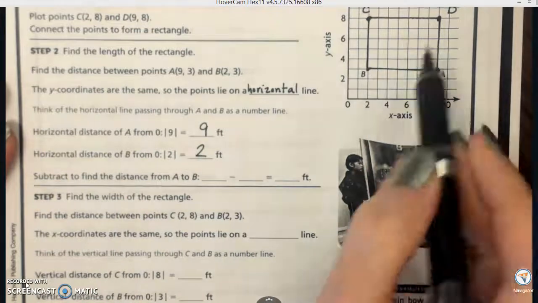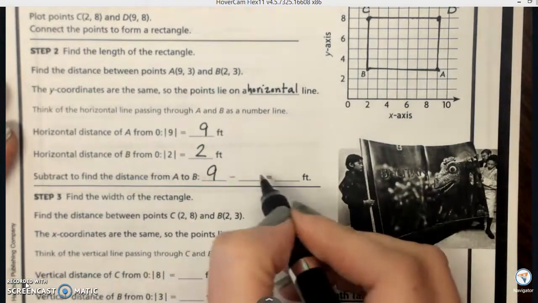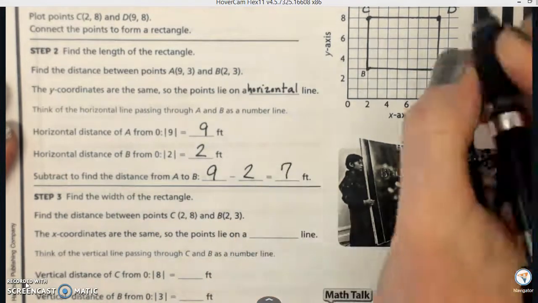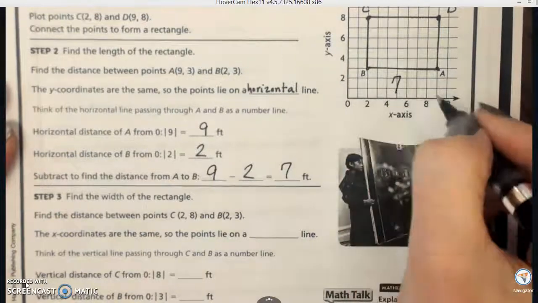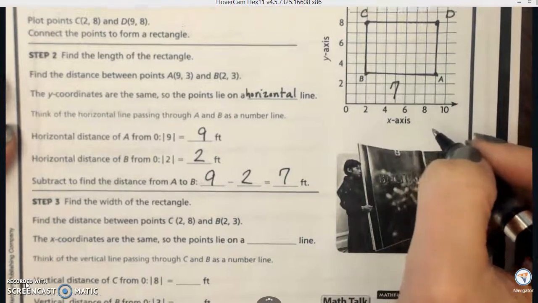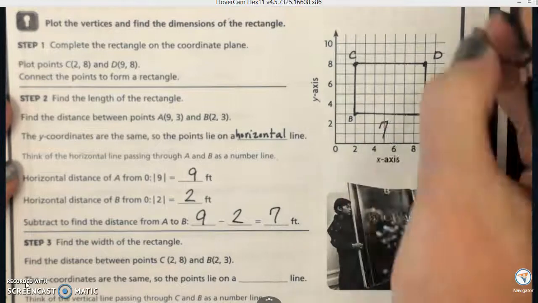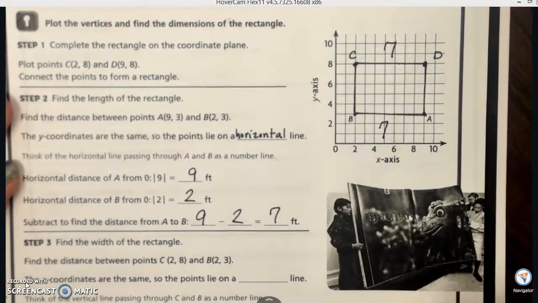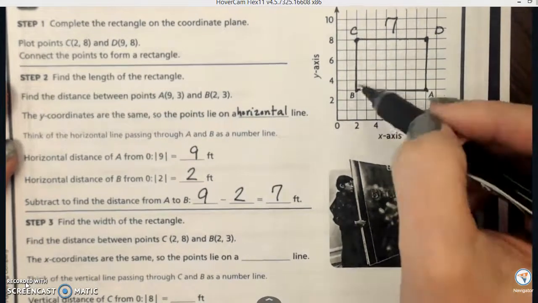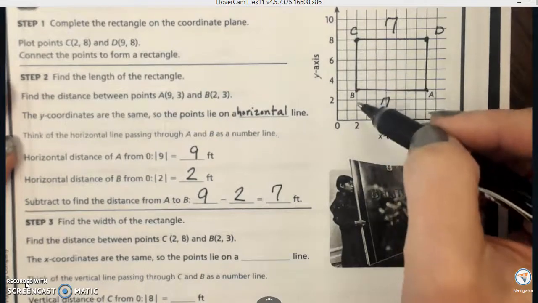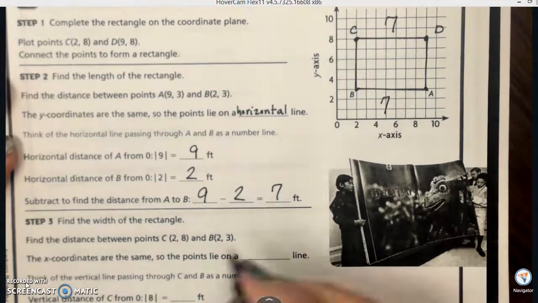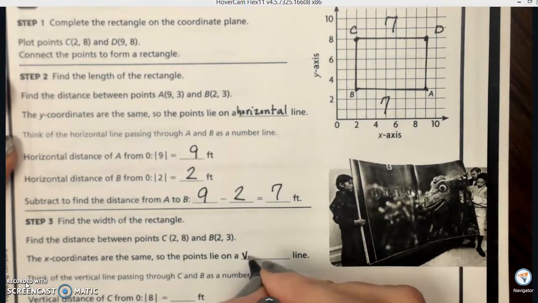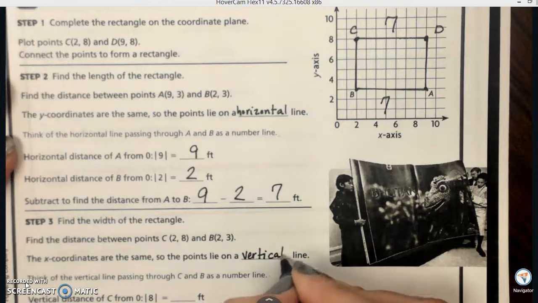So remember, when they're in the same quadrant, we subtract those absolute values. Now you could have just gone through here and said, okay, 9 minus 2 is 7. So the distance here is 7. That also tells me that the distance from C to D would also be 7. Alright, so now we need to do our distances from points C and B. So find the distance. So these are going to lie on a vertical line.